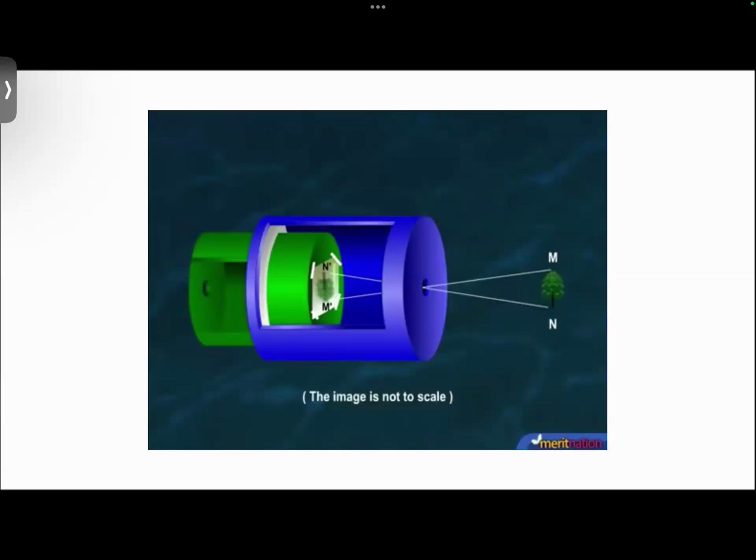Now the size and contrast of this image can be adjusted. For that, all you need to do is slide the smaller cylinder. Also, one more thing, the image depends on the size of the pinhole. The smaller the pinhole, the sharper will be the image, and of course, vice versa.